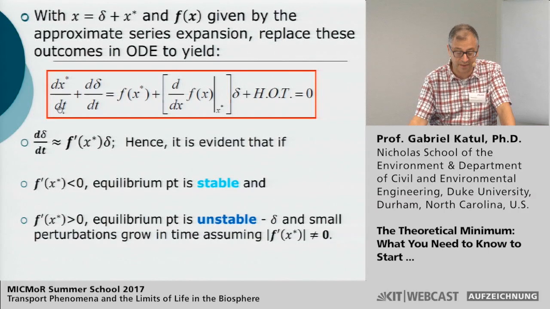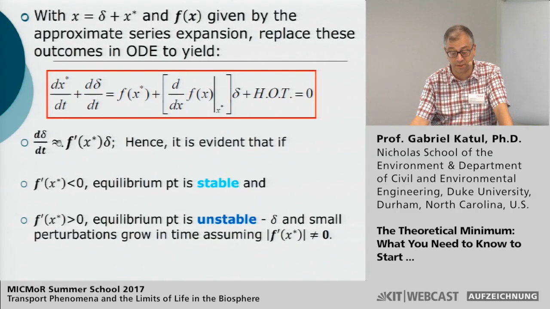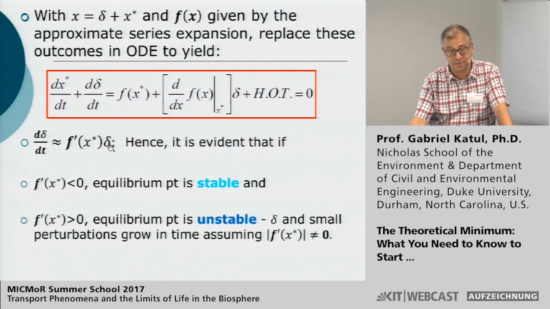That's how we evaluated the equilibrium. So we get rid of those, we get rid of this, and we are left with d delta dt is now the derivative of f evaluated at x star multiplied by delta. So this is a first order differential equation that describes how the perturbation will grow in time. And the direction of that growth is going to be dependent on what this derivative will do at equilibrium.